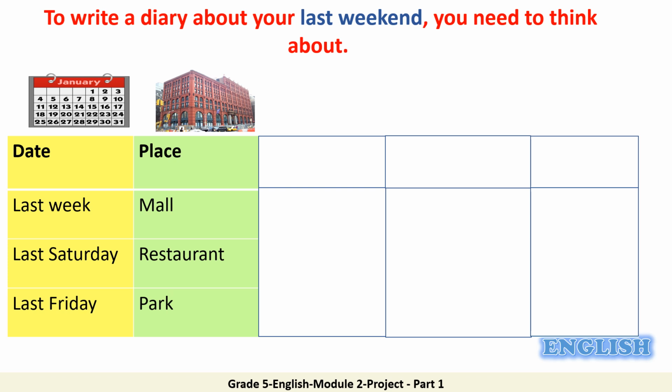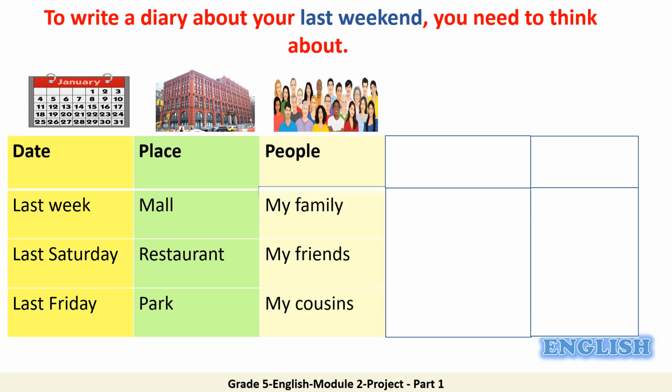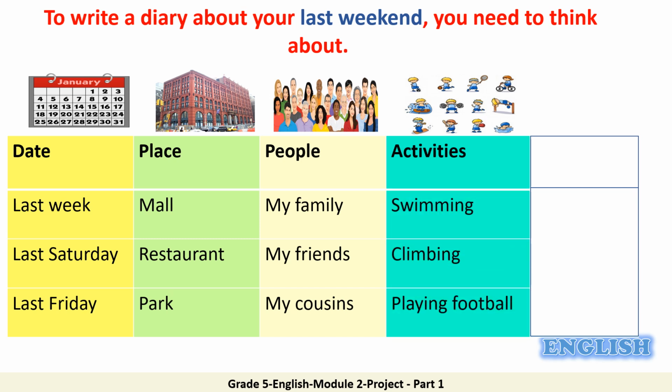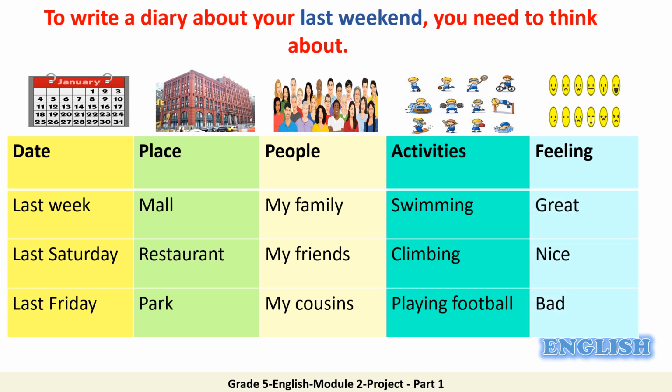Then you have to write the name of the people you went with. For example, my family, my friends, my cousins. Then you have to write about the activities that you did at that time and place. For example, swimming, climbing, playing football. The last thing is your feeling. What is your feeling about everything at that day? For example, great, nice, bad.